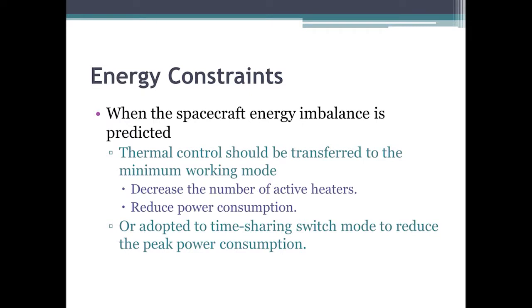And finally, is the energy constraints. When the spacecraft energy imbalance is predicted, what shall we do? We can do two things. The first is the thermal control should be transferred to the minimal working model to decrease the number of active heaters and reduce the power consumption of spacecraft. And the second thing, we can adopt a time-sharing switch model to reduce the peak power consumption of spacecraft.